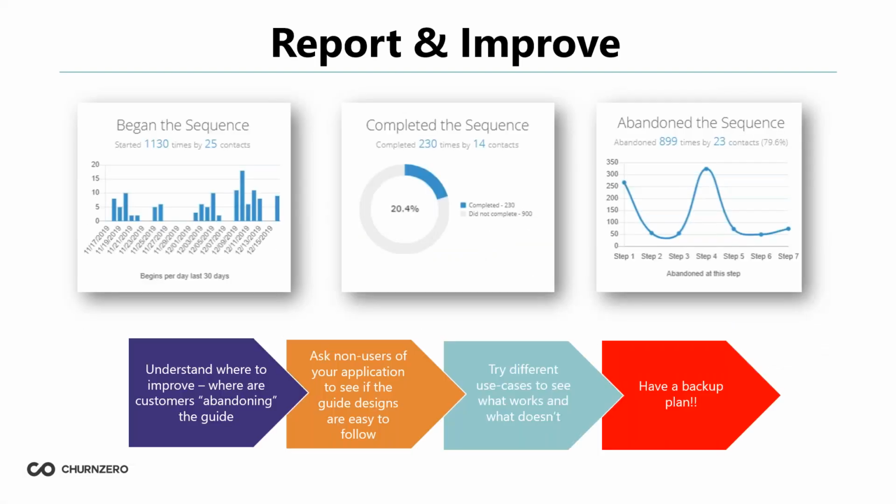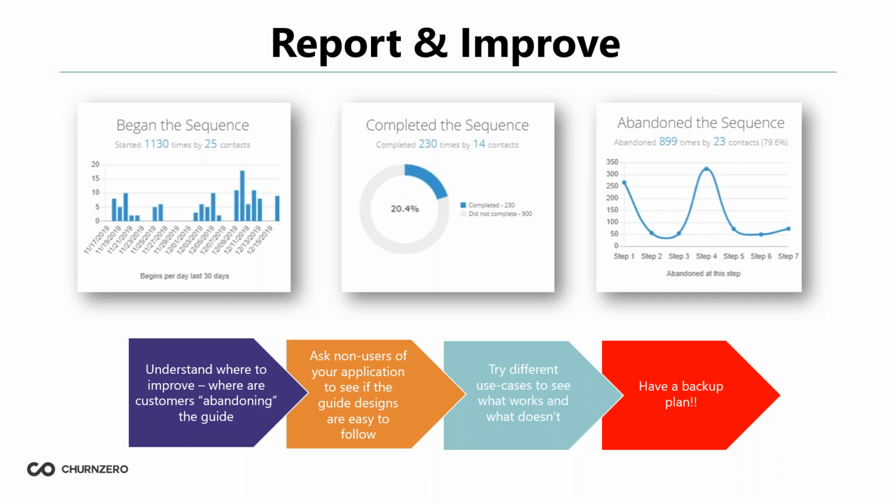So, one of the last things I want to talk about is when we need to report on our success or lack thereof and improve. As our product changes and expands, and our organization changes too, we need to make sure that our walkthroughs are reflecting that. So how can we improve? Well, first off, look at the reports, understand where customers are abandoning the guide, right? If this is a trend that we see happen with a large number of customers, we need to iterate on that.